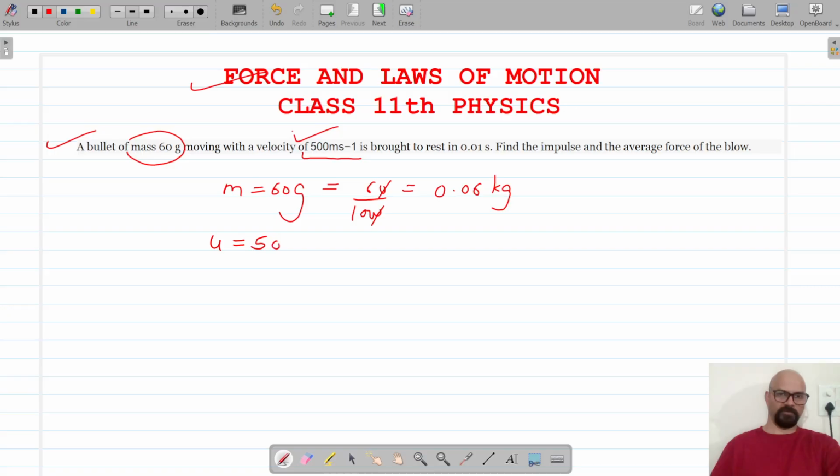So that's the initial velocity, 500 meter per second, is brought to rest. That means the final velocity is zero, and it's brought to rest within a very short time. So we have to find the impulse.